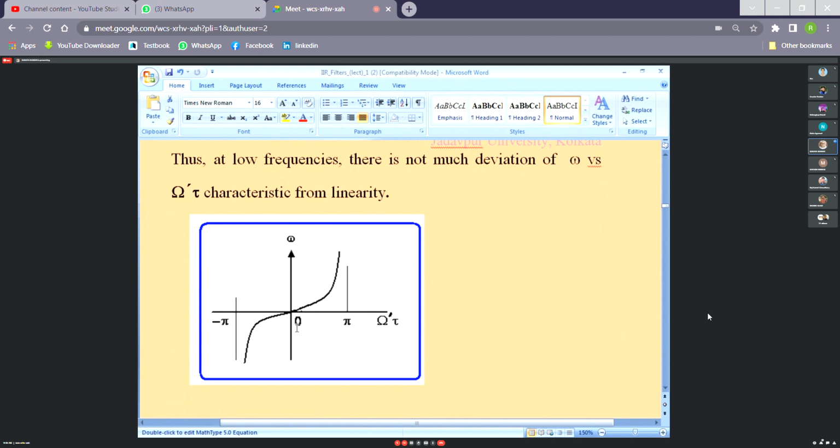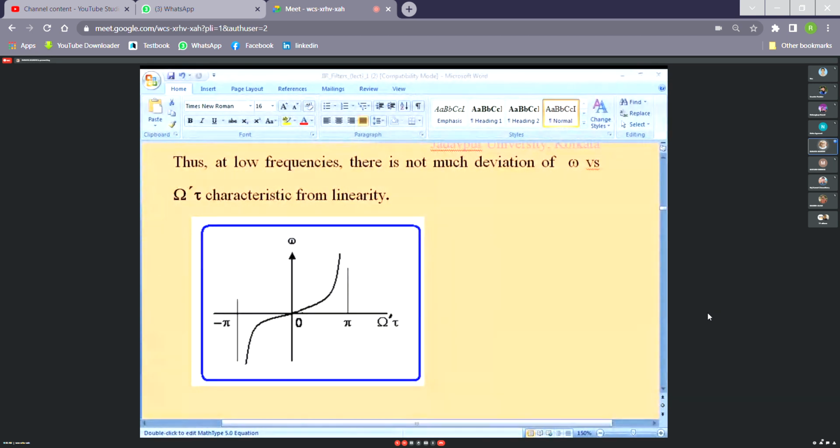That means if you just consider every value of capital omega prime over this range, minus pi by tau to plus pi by tau, then every value of capital omega prime is the image of a single value of small omega. Therefore, here the aliasing of characteristic does not take place. All right. Aliasing of characteristic does not take place in this transformation technique.